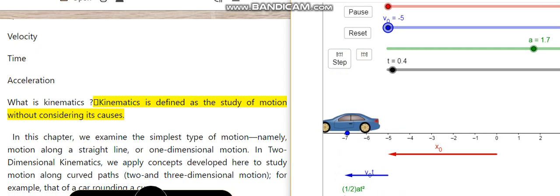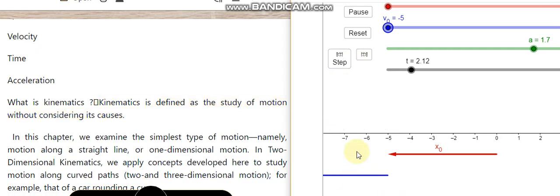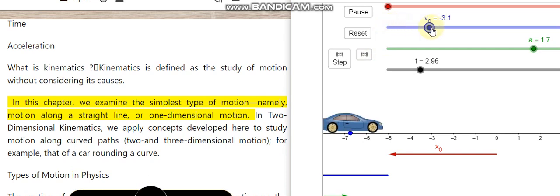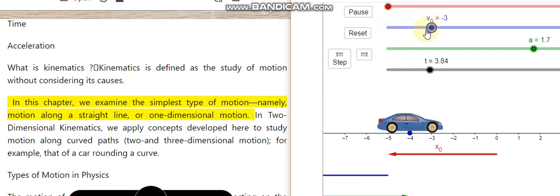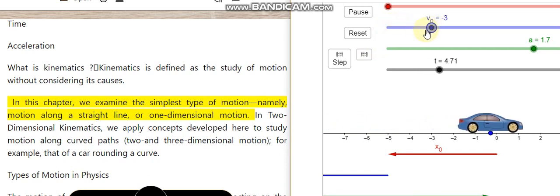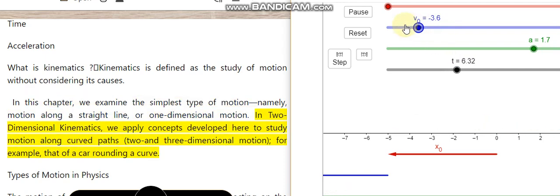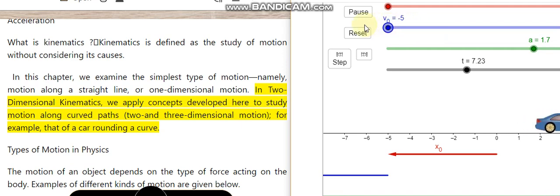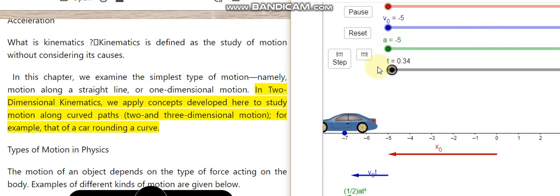What is kinematics? Kinematics is defined as the study of motion without considering its causes. In this chapter, we examine the simplest type of motion, namely, motion along a straight line, or one-dimensional motion. In two-dimensional kinematics, we apply concepts developed here to study motion along curved paths, two- and three-dimensional motion, for example, that of a car rounding a curve.